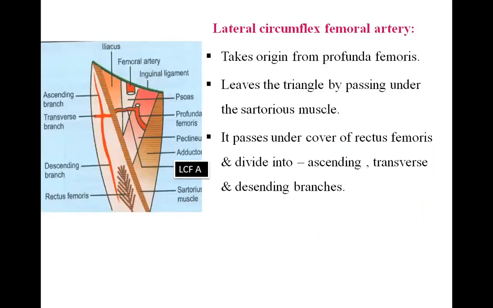Lateral circumflex femoral artery takes origin from the profunda femoris, leaves the triangle by passing under the sartorius muscle. It passes under the cover of rectus femoris and divides into ascending, transverse, and the descending branches. So here is the profunda femoris and here is the lateral circumflex femoral artery, which passes behind the sartorius muscle and then divides into three branches: ascending branch, transverse branch, and the descending branch.